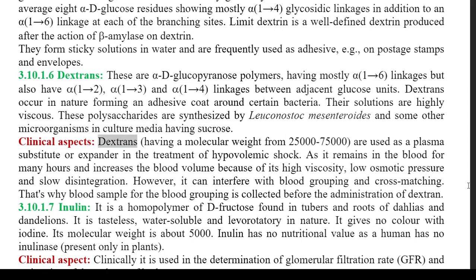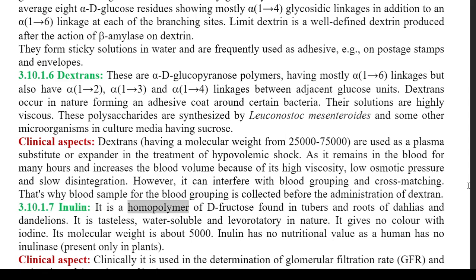Clinical aspects. Dextrans, having a molecular weight from 25,000 to 75,000, are used as a plasma substitute or expander in the treatment of hypovolemic shock, as it remains in the blood for many hours and increases the blood volume because of its high viscosity, low osmotic pressure and slow disintegration. However, it can interfere with blood grouping and cross-matching. That's why the blood sample for blood grouping is collected before the administration of dextran.